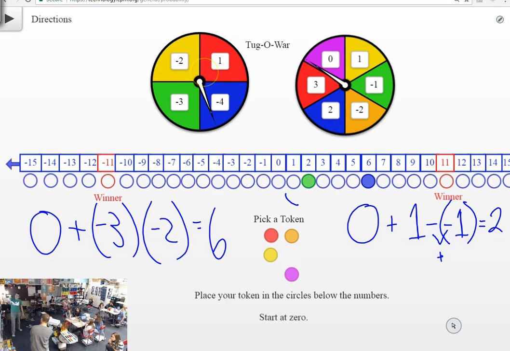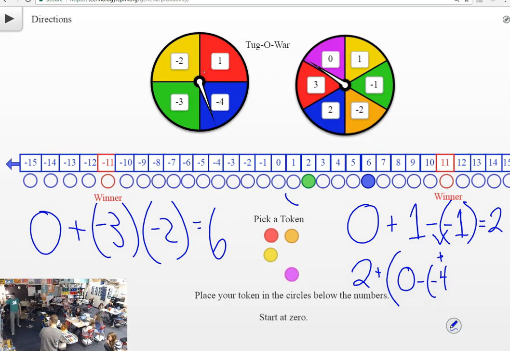This one is kind of stuck. Negative four and zero. Well, I don't want to multiply those. That would be bad. I can't divide, because otherwise I could get zero if I do zero. So I can either add or subtract. If I do two, because that's where I'm starting now, plus my move, I'm going to put my zero first and say zero minus negative four.